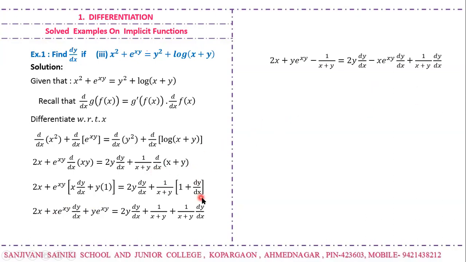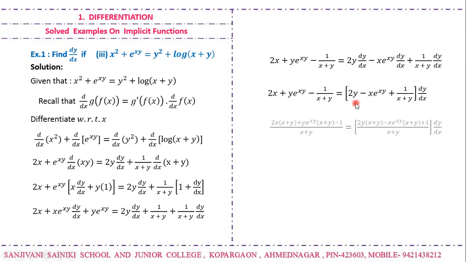take the terms which contain dy by dx to one side and take dy by dx common from all these terms. Then we get dy by dx, after taking LCM, 2x into x plus y plus y e raised to xy into x plus y minus 1 upon x plus y. Similarly, take the LCM on this side also. So both the sides will have the denominator x plus y.